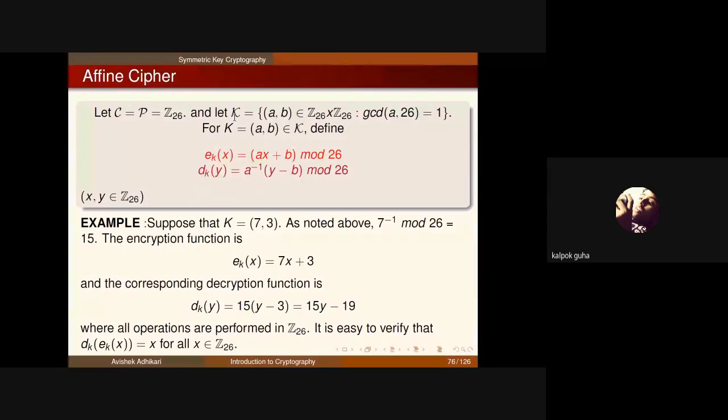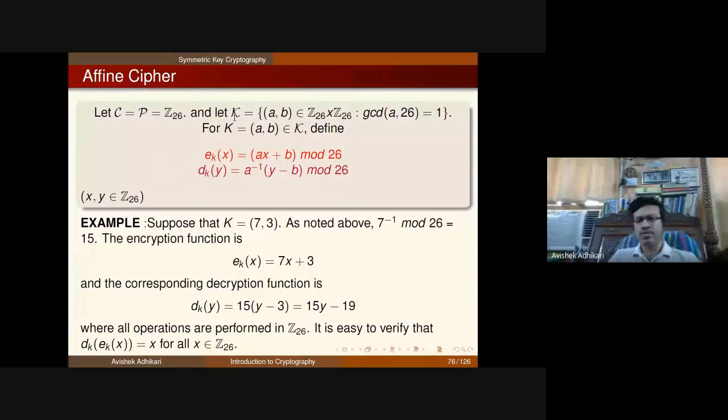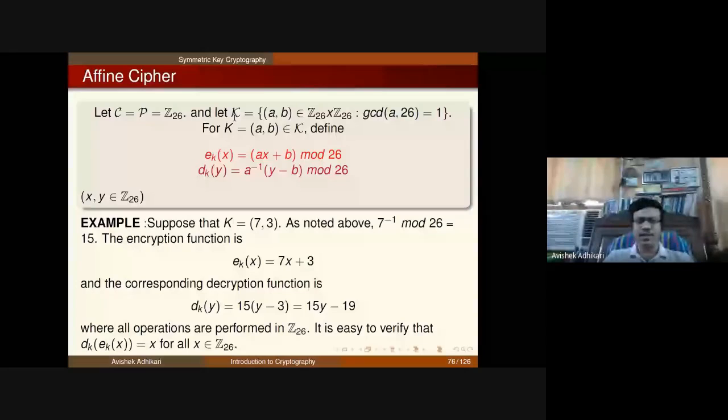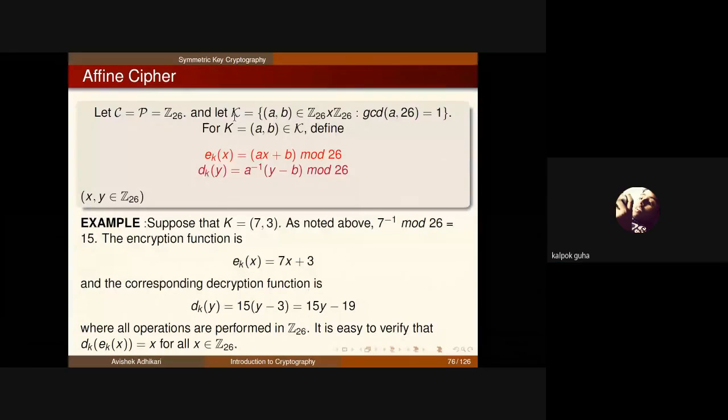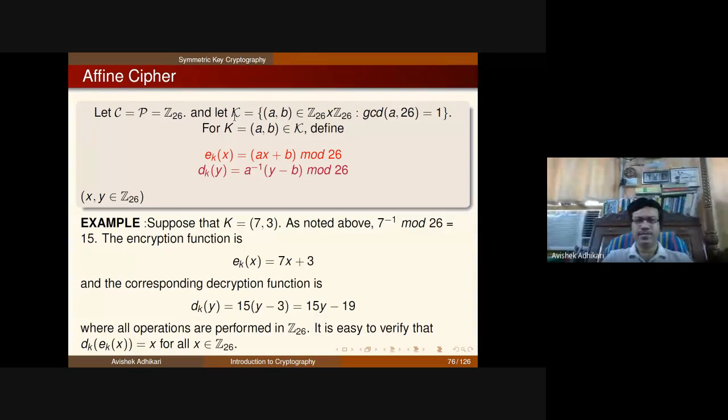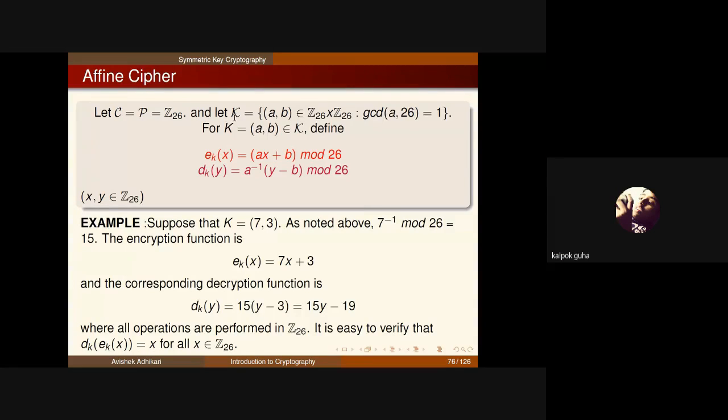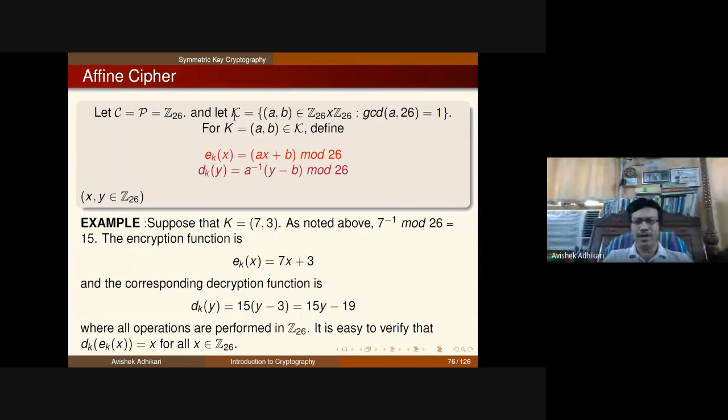That's 26 squared. No, it's not 26 squared, but you are in the right direction. Have a look, an extra condition is there. So what is the size of K? Sir, 26 into phi of 26. That means 26 into 12. So 26 into 12. Okay, so this is an example.